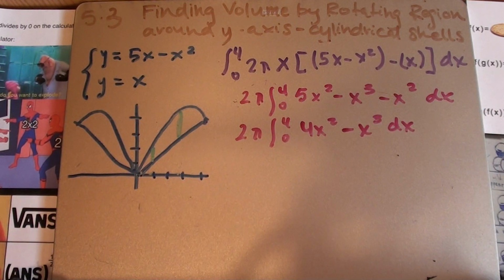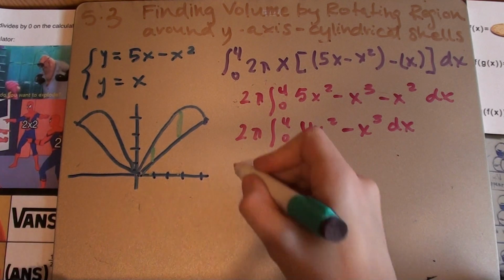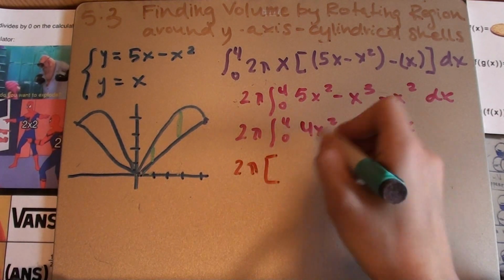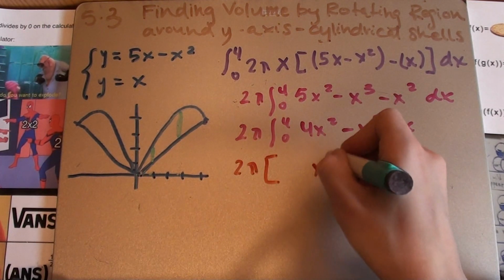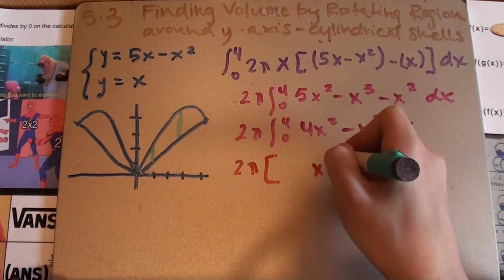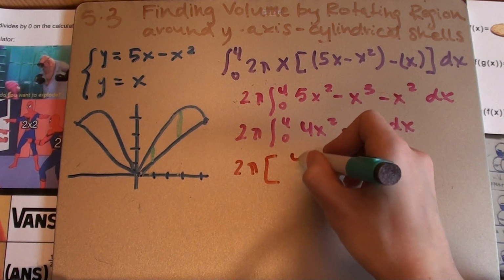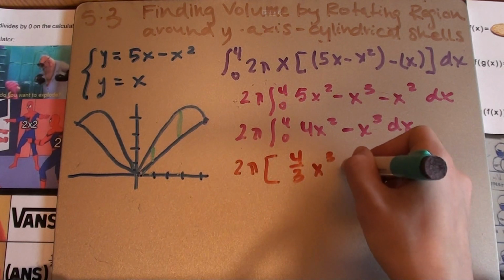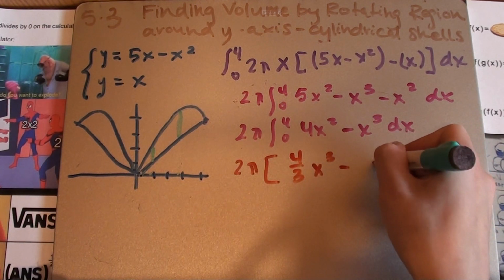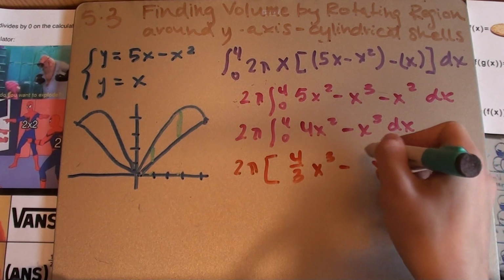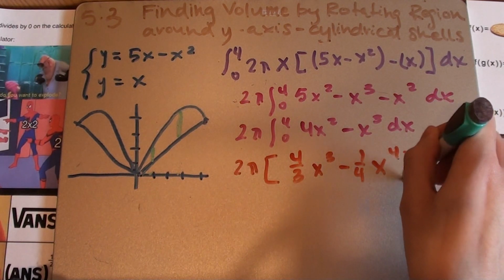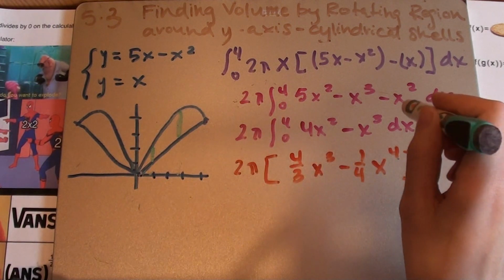So now that we have everything nicely simplified, we are going to integrate. Our 2 pi is going to follow us. When we integrate this, we have x squared, so we're going to get x cubed, and we're going to multiply by our reciprocal, so we're going to get 4 over 3. Now we're going to subtract out, and we're going to add to our exponent. We're going to get x to the 4th, multiplied by our reciprocal of 1/4. And we're going to evaluate that within our bounds of 0 to 4.